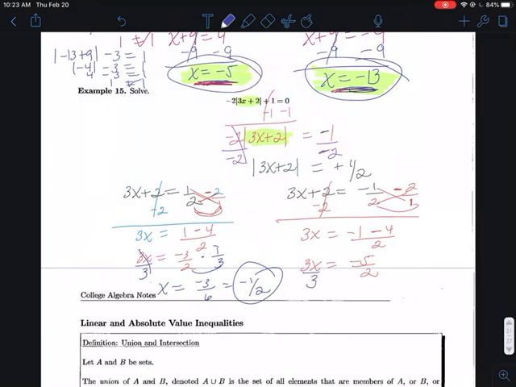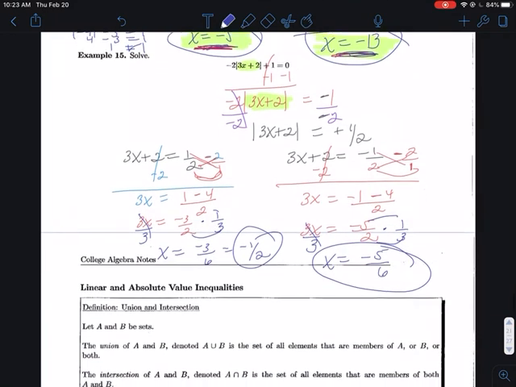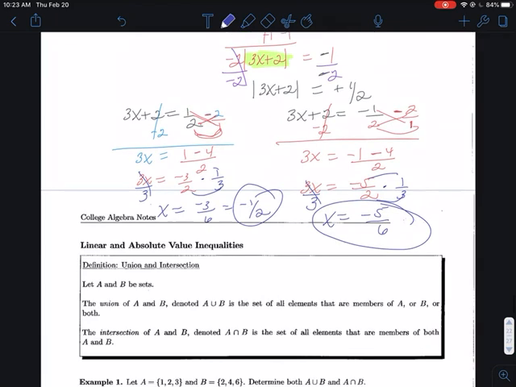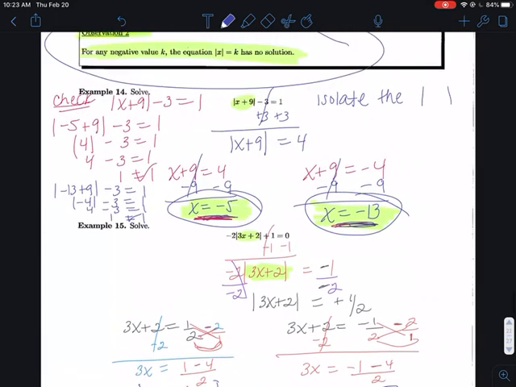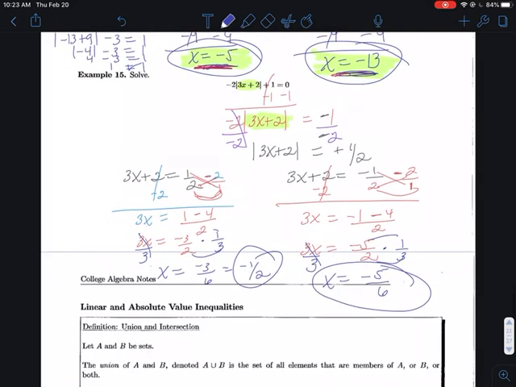And then I need to divide both sides by 3. Divided by 3 is the same thing as multiplying by 1 over 3. So x equals negative 5 over 6. All right, you multiply the tops and the bottoms. All right, there you go. That's it for equations. The next time we'll be jumping into inequalities, and that will be the end of this unit. All right.